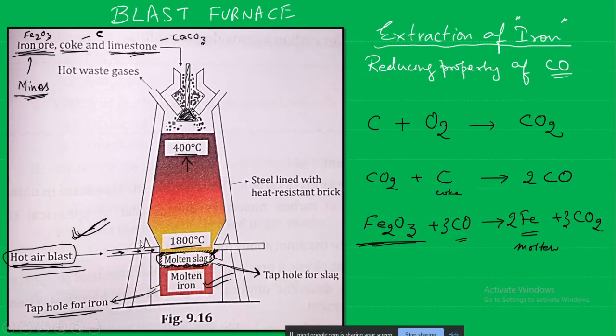Sir, which one will be pure, molten slag or molten iron? Slag means it is something else. That is all the other kinds of impurities. Molten iron is molten iron. Slag is the other impurities.